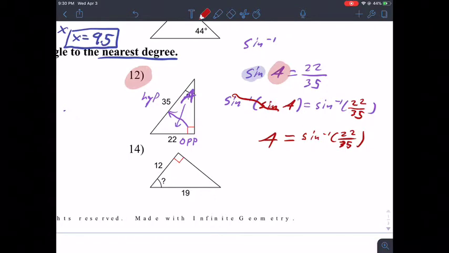Plug that in the calculator. Make sure you hit the shift button. If you don't see the -1, then you did it wrong. Make sure you put the parentheses. And you should get 38.9, which they told us to round up to the nearest degree. So that's 39 degrees. So angle A is 39 degrees.